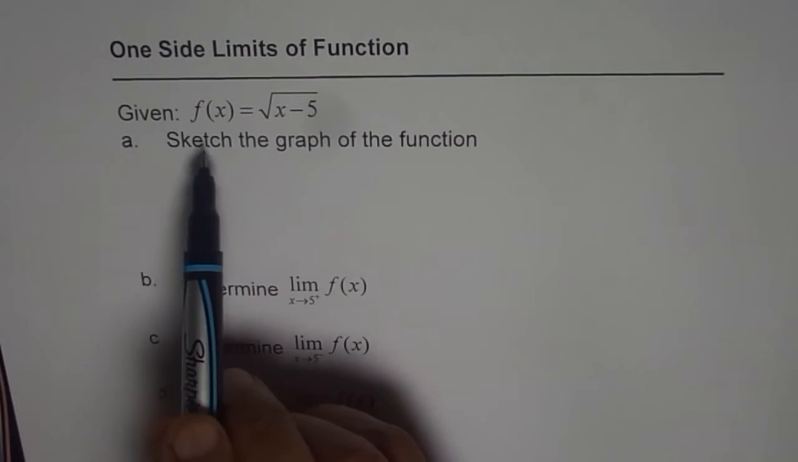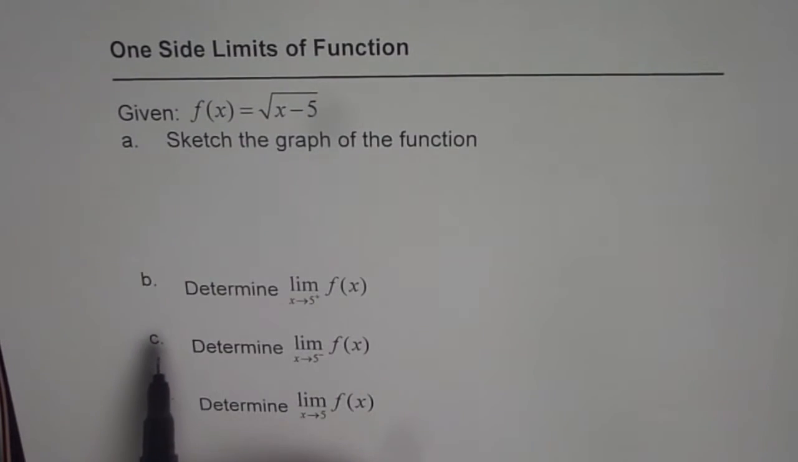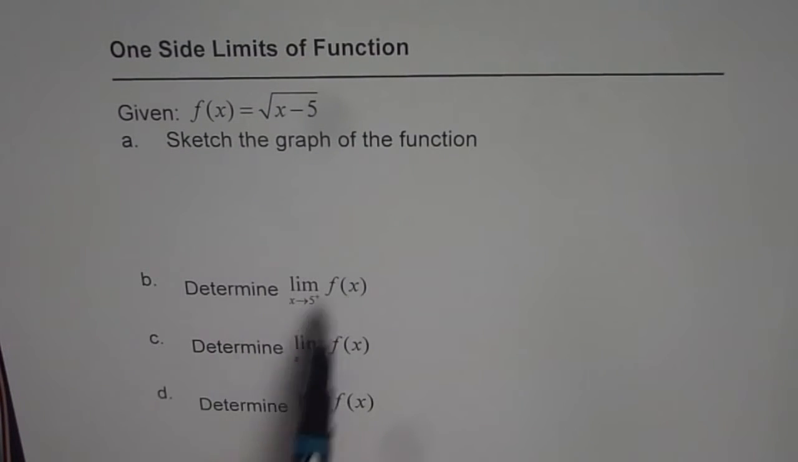Question here is f of x equals square root of x minus 5. Sketch the graph of the function. Determine limit of f of x as x approaches 5 from the right side. That plus indicates right side. C is determine limit of the function f of x as x approaches 5 from the left side. And D is determine limit of the function f of x as x approaches 5.